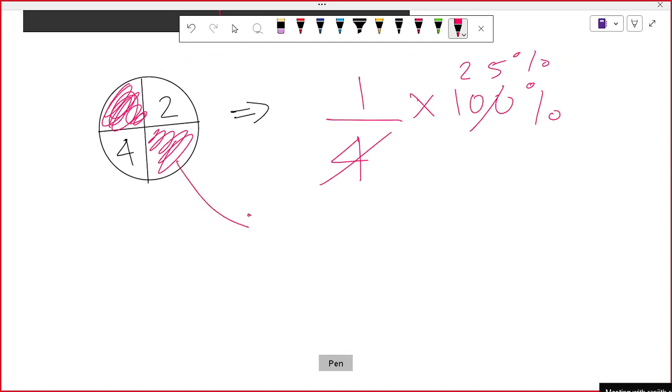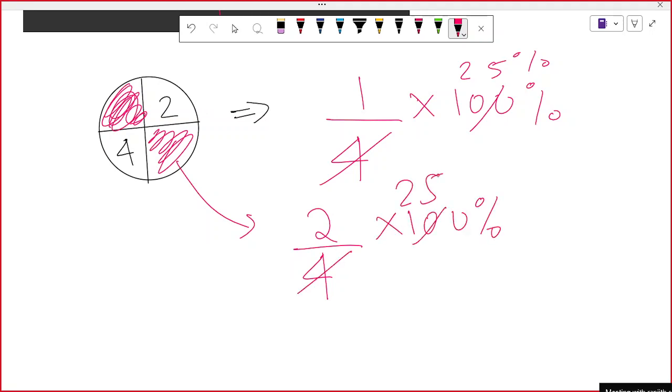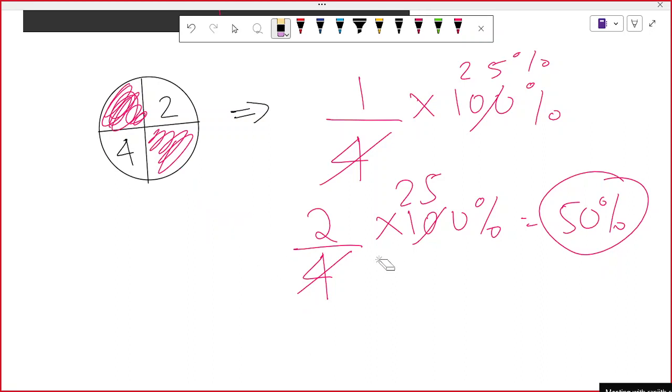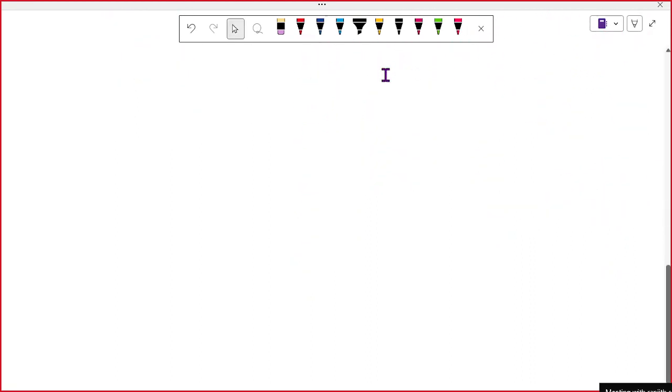So 50%, sir. Yes, 2 by 4. 4 is the total, and 2 parts are being removed. Multiply by 100%. Ones are 25, 2 into 25 is 50%. So out of the entire cake, 2 parts of cake is equal to 50%. And 3 will be 75, 4 will be 100. When everything is done, total 100% cake is done. So you can calculate percentage and everything. Just multiply by 100%.